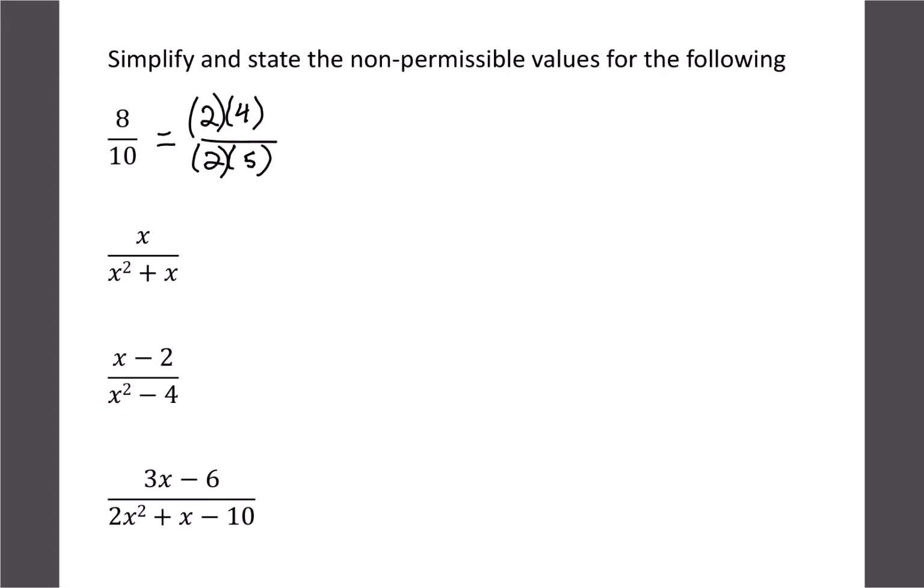So because we have two factors that are the same, the 2 on the top and the bottom, we can actually cancel those out. So our final answer would be 4/5. And we have no variable on the bottom, so that means there is no non-permissible for that one.